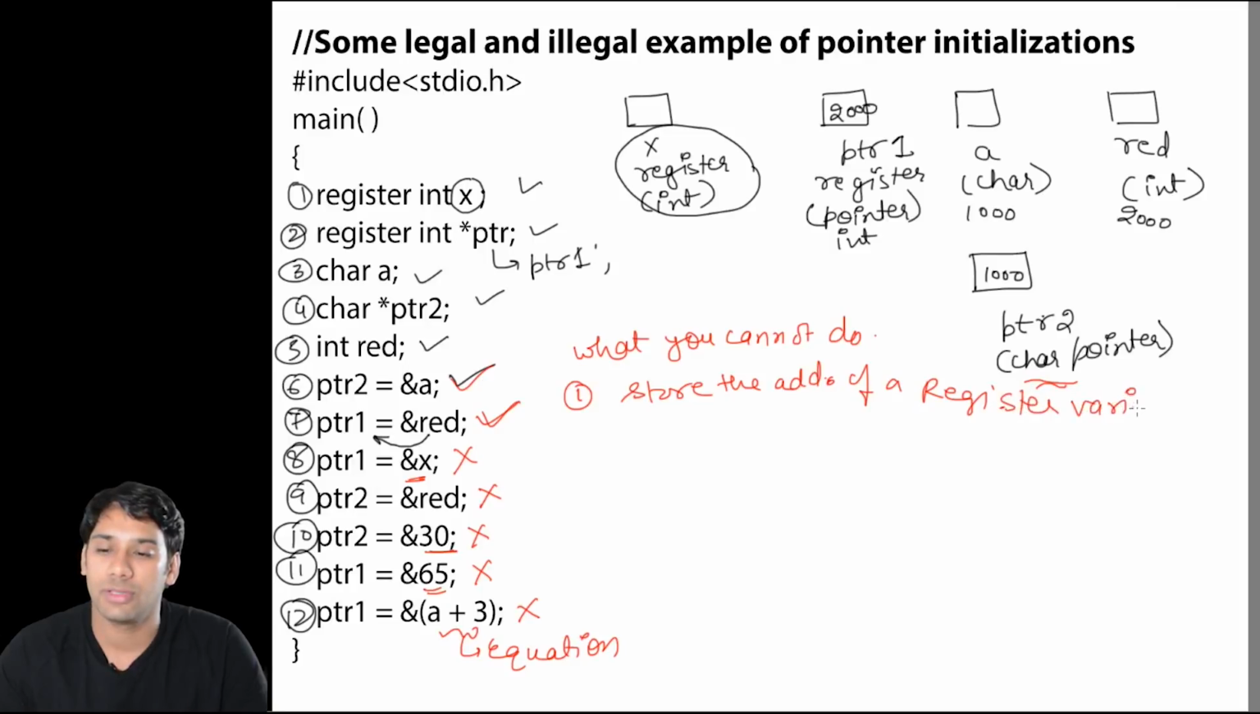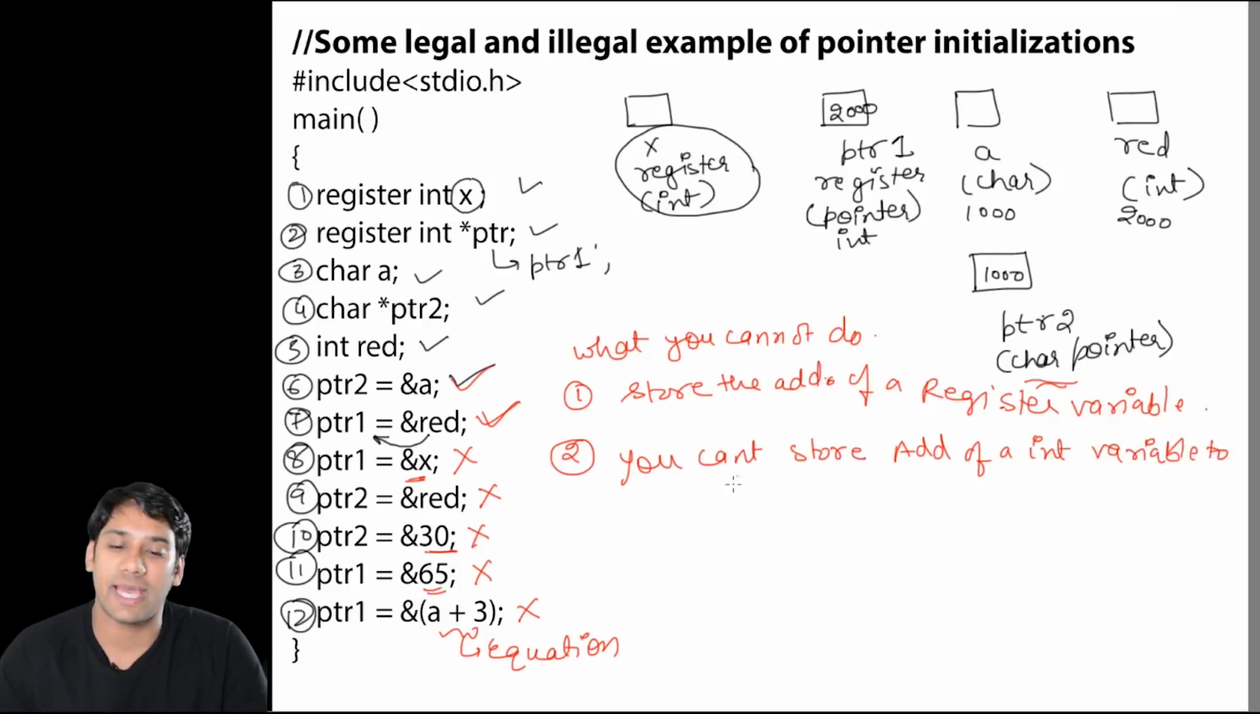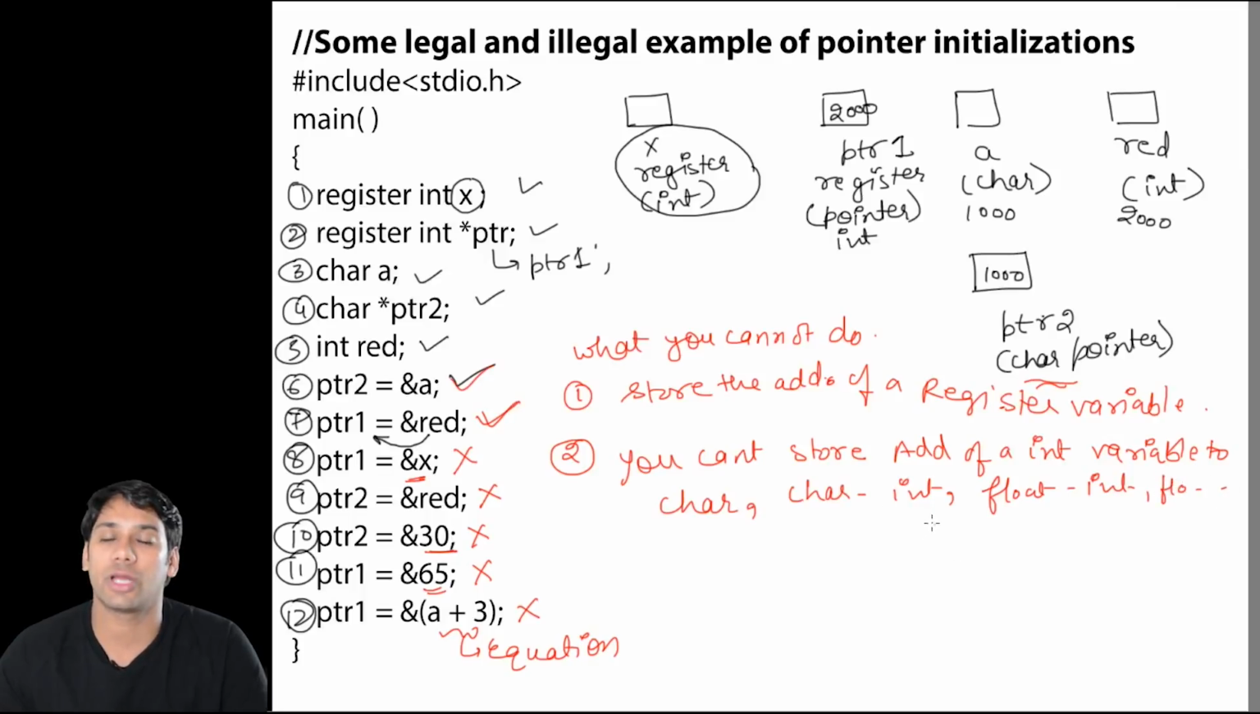Second thing which you cannot do is you cannot store the address of an integer variable to a character pointer, or a character to an integer, or a floating point variable to an integer pointer, or a floating point variable to a character pointer, and so on. That means you cannot store the address of cross variables, variables of two different types.